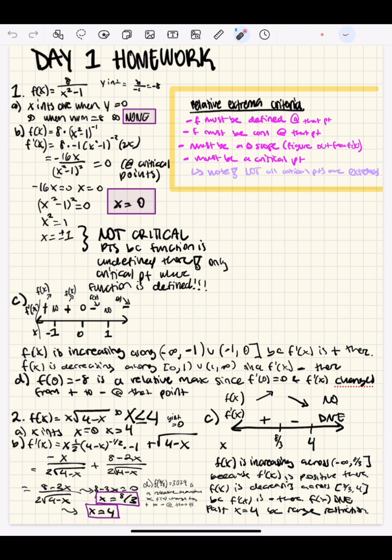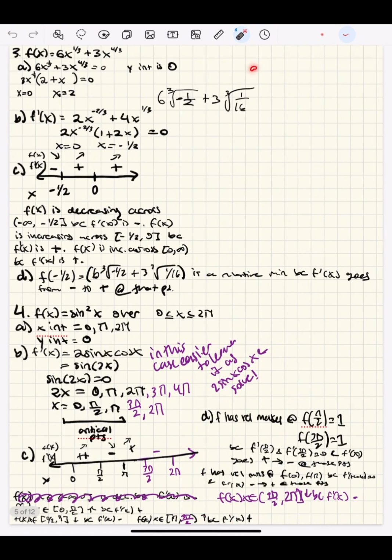And then D asks about relative maximum or minimum. So here we can say f of 0 equals negative 8 is a relative maximum since f prime 0 is 0 and f of x changes from positive to negative across that point. This is a very classic type of problem where it asks you for all of these things and you can use whatever technique you want, but it is recommended to use the number line technique. 2 was asking the exact same question, as was 3, as was 4, so I will not go over those.